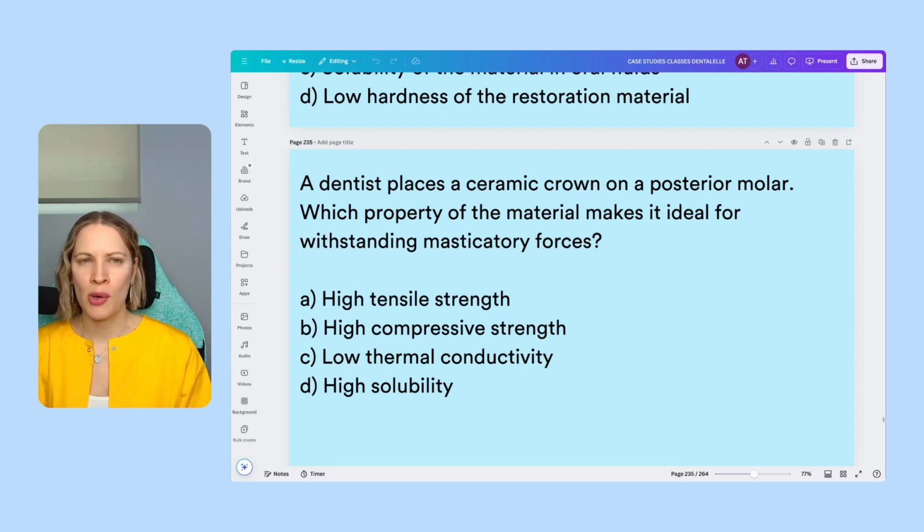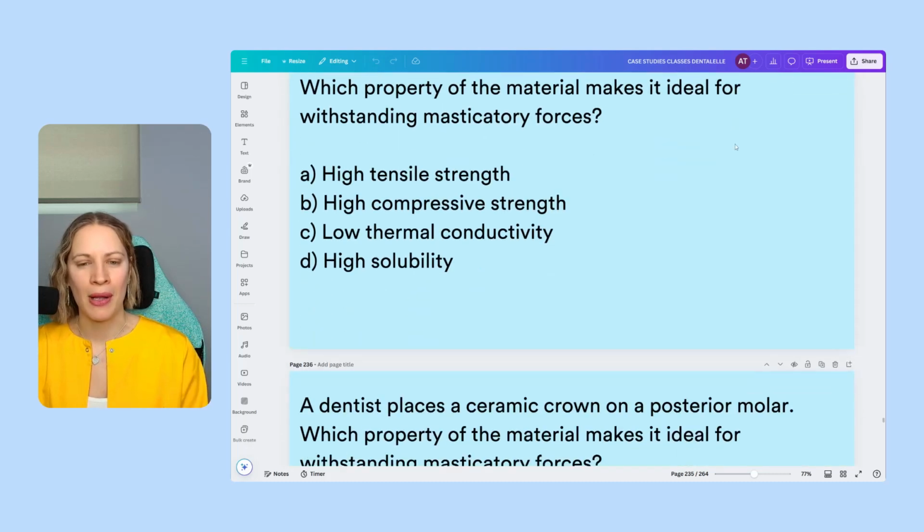When I'm thinking of a posterior crown, I think a gold crown is the best because it's going to be the strongest. It doesn't look the best because it's gold, but it's the strongest. If you want it to outlive you, get a gold crown. But this dentist decided to do a ceramic crown. So feel free to pause the video if you need some time to think about it.